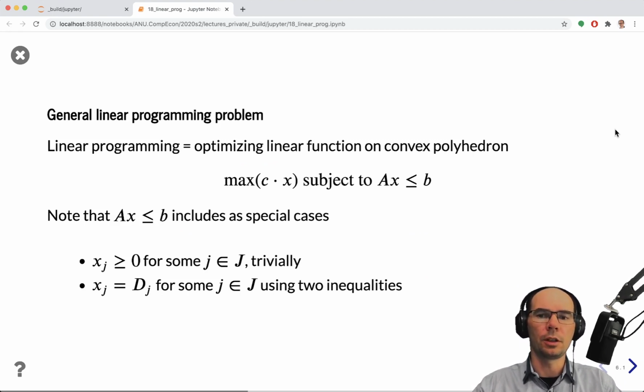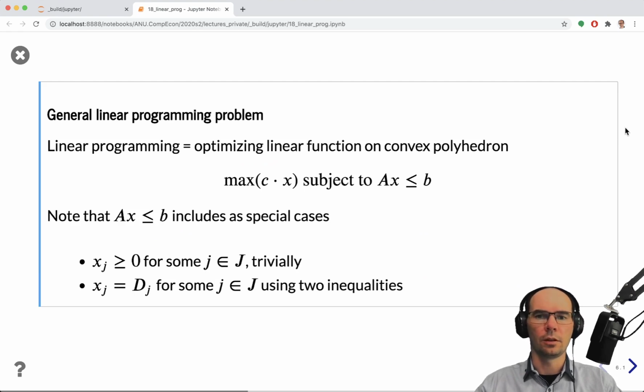Now, of course, AX less than or equal to B also includes the conditions for the x's to be non-negative. By setting a row of A to all zeros except for a minus 1, and the corresponding element of B to 0, we can include the non-negativity constraints into AX less than or equal to B. And then similarly, we can impose equality constraints by setting two inequality constraints in opposite directions.